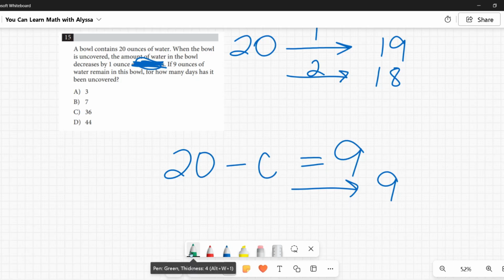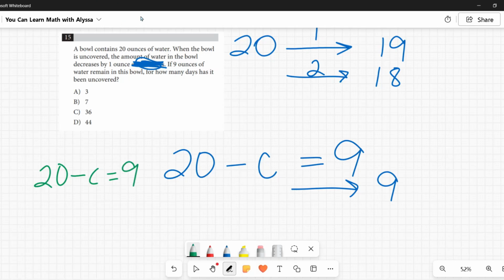So let me just change over here. But if you would like to go through the steps, that's perfectly fine too. You do what you need to do to get the answer right. That is the most important thing. Not how other people do it, but how you're going to get the answer right.